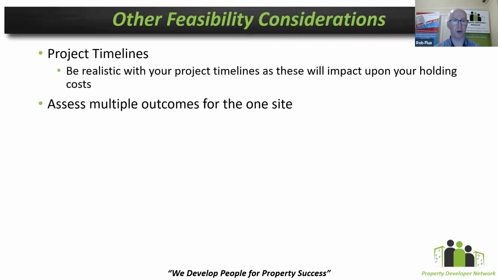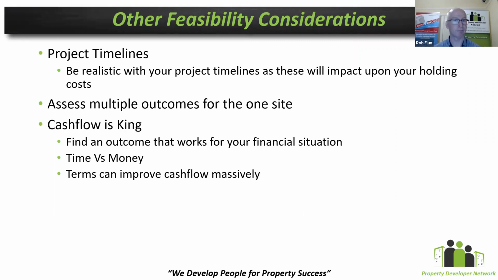The next thing that you want to do is you want to assess multiple outcomes for the one site. There's always more than one way to skin a cat. And so when you're looking at your project, you may find that there are 3 or 4 potential ways to actually develop that. And you want to go through the different permutations of not just profitability, but the different permutations of timeline and complexity in that in order to determine which is your best outcome through a thing called highest and best use, which I'll touch on in a moment.